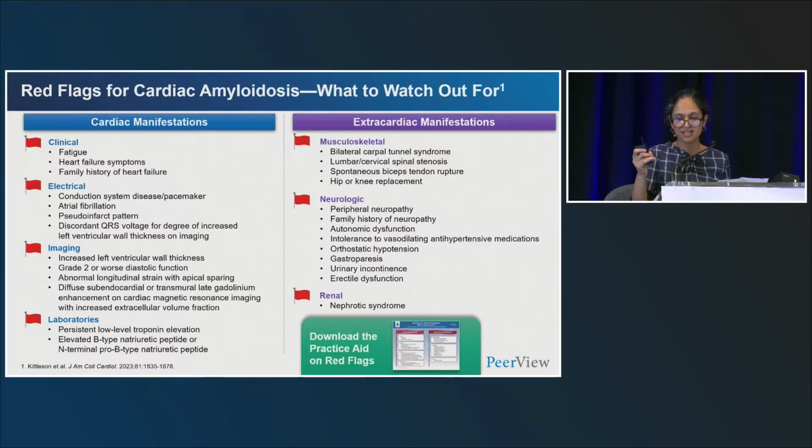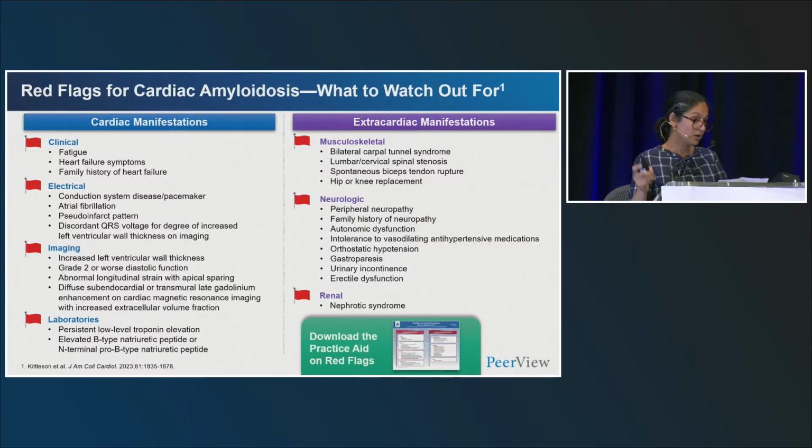Think about that LV wall thickness that doesn't quite fit your clinical picture. Think about this persistent low-level troponin elevation. How many patients who ultimately have cardiac amyloidosis got an angiogram that showed nothing because their troponin was high, because the amyloid is infiltrating their heart, that BNP is elevated, and think about these extracardiac manifestations where you have seemingly disparate findings that lead to a satisfying, unifying diagnosis.